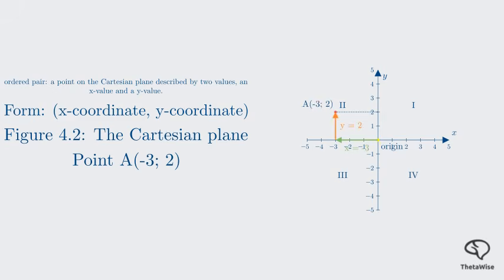From there, we look at the y-coordinate, which is positive 2. So, we move 2 units vertically upwards, parallel to the y-axis. And there we are, at point A with coordinates (-3, 2). Point A is located in quadrant 2, as we expect for a point with a negative x value and a positive y value.